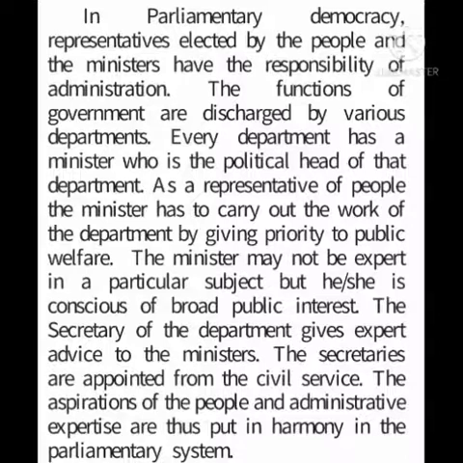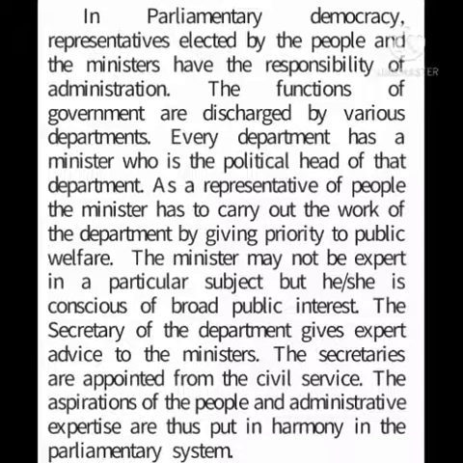Representatives elected by the people and the ministers have the responsibility to carry out the work of the department by giving priority to public welfare. Students, in the parliamentary democracy system, representatives are elected by the people. Therefore, it is the responsibility of the elected representatives or ministers to work for the welfare of the people, to provide basic necessities, and fulfilling the needs of the people is the responsibility of the ministers.